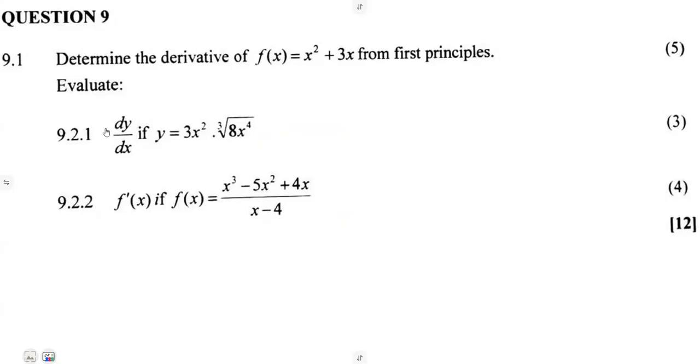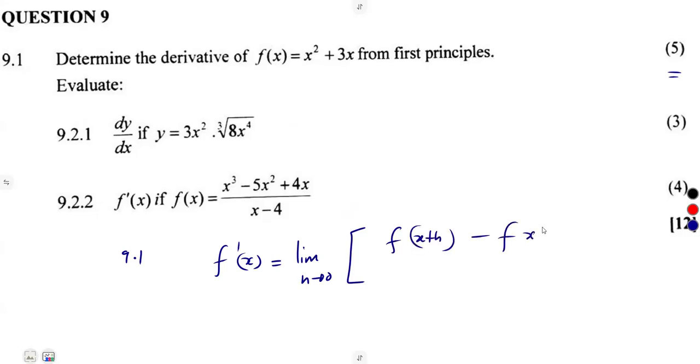All right, so 9.1, determine the derivative of f of x, which is x squared plus 3x from first principles. 5 marks for that. Remember your first principles formula as you are given it from the formula sheet, the first derivative from your information sheet. That's the limit as h approaches 0 of f of x plus h minus f of x over h. So this is what we are going to use.